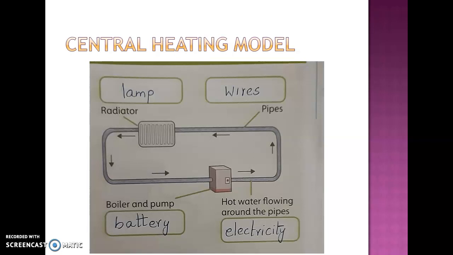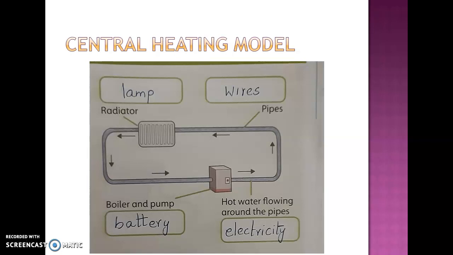Now look at page 109. You can see the central heating model. We are just going to compare the flow of electricity to the central heating system. What happens in the central heating system? See, there is a boiler and a pump, and there is hot water flowing around the pipe. There is a radiator, and there is a pipe. You can see the direction of the flow of hot water.